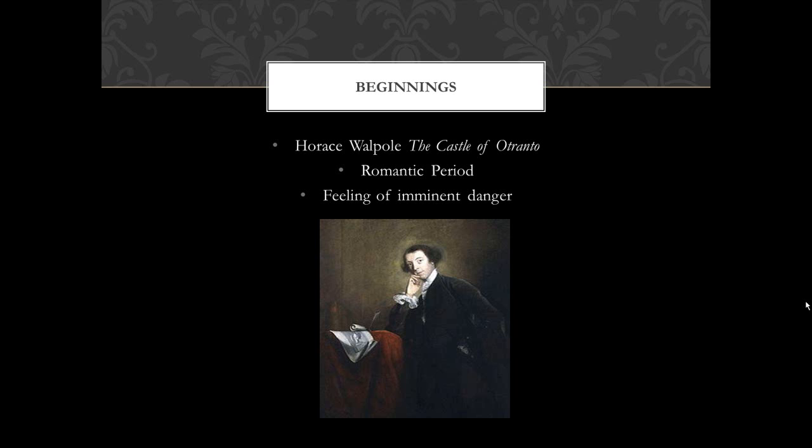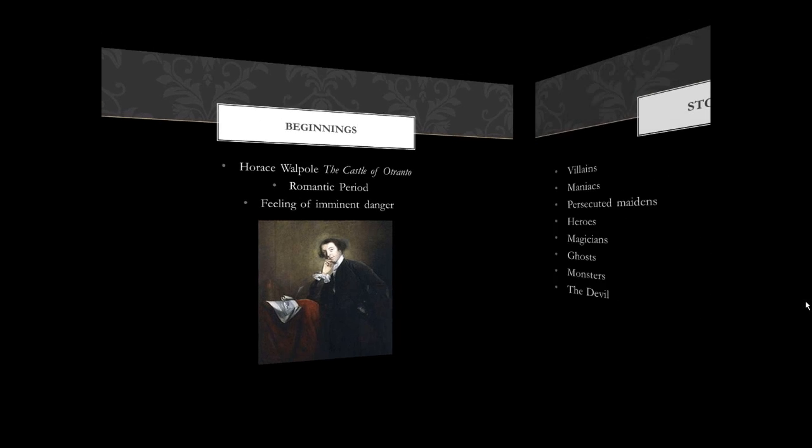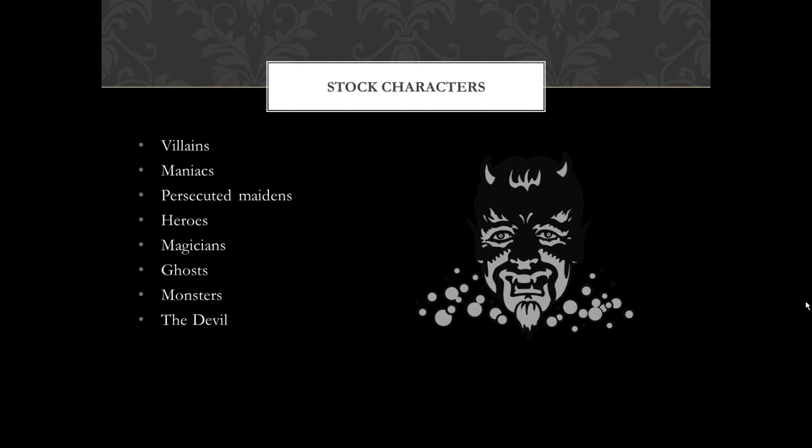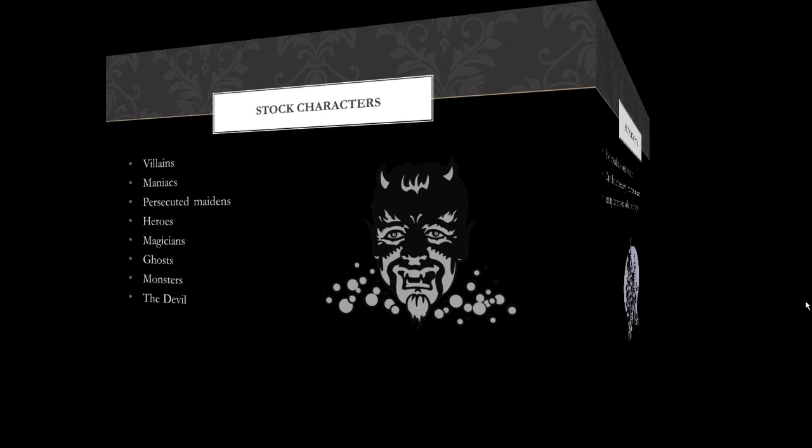There is a constant feeling of imminent danger throughout his work and the work of the authors that have imitated him. The stock characters in these works are evil people, people that they are persecuting, heroes, magicians, ghosts, supernatural characters, and the devil himself. These characters lead to the feeling of mystery and the feeling of the unknown.